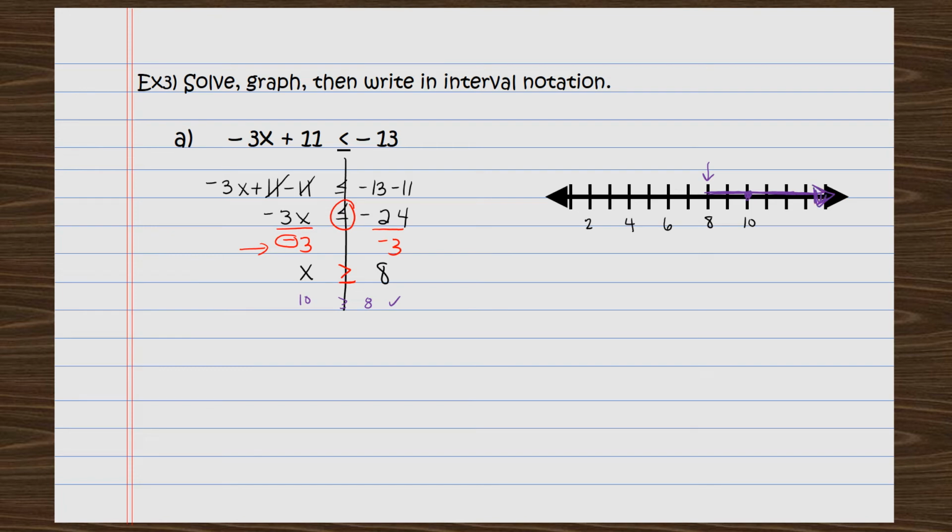And then we look back at the inequality. Because it's greater than or equal to, we are going to use a bracket at 8. And so now that we see the number line, interval notation, we work our way from left to right. It starts at 8, where we have a bracket, continues to the right to infinity, to forever and ever, where we use a parentheses.